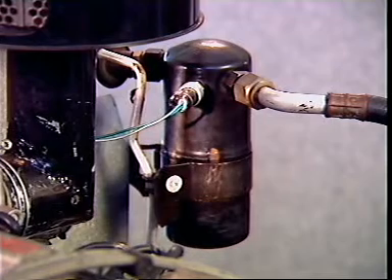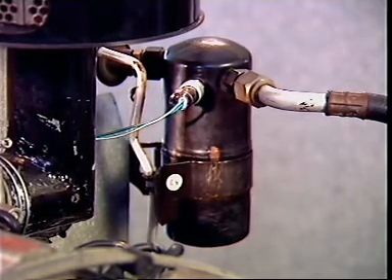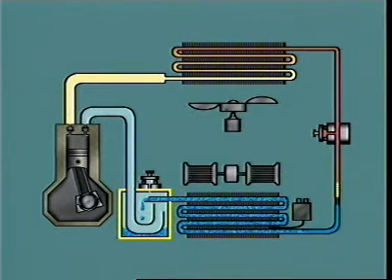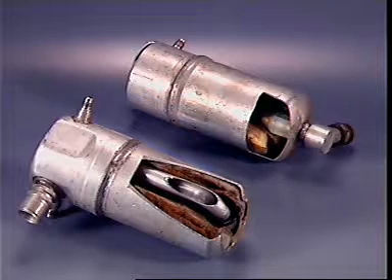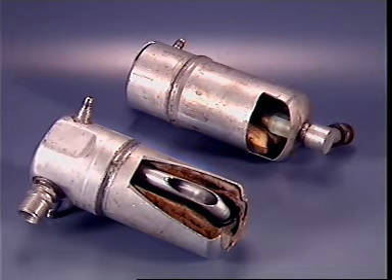The accumulator acts as a storage volume for the refrigerant and also separates liquid from vapor. Refrigerant vapor enters at the top of the accumulator. Any liquid refrigerant falls to the bottom. The accumulator is made from aluminium and has a large surface area. This assists the final evaporation of any liquid refrigerant leaving the evaporator.